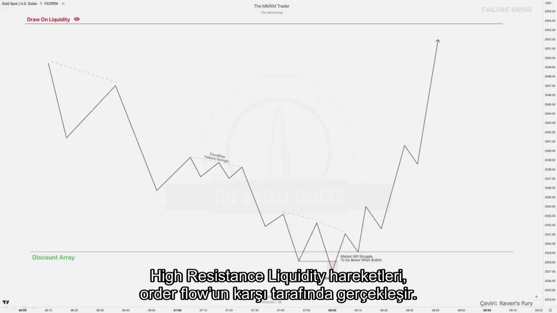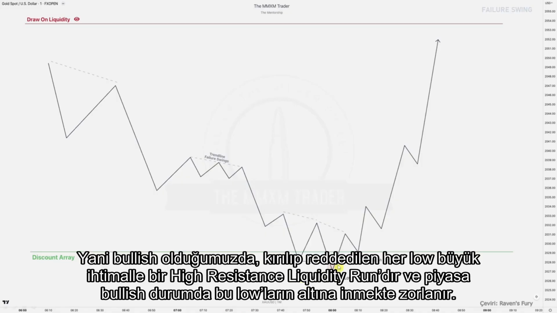I always say high resistance liquidity runs happen on the opposing side of our order flow. So once we are bullish, every low that gets ran and rejected is probably a high resistance liquidity run. And the market will struggle to go below those lows when we are bullish.